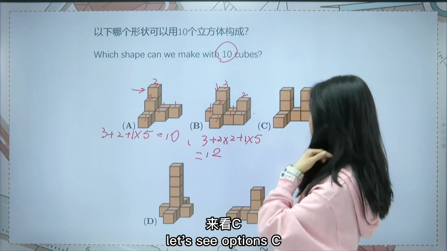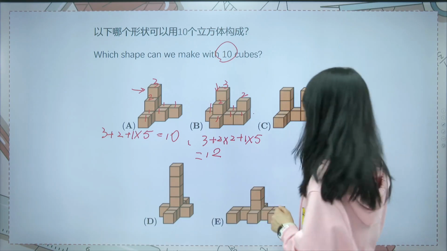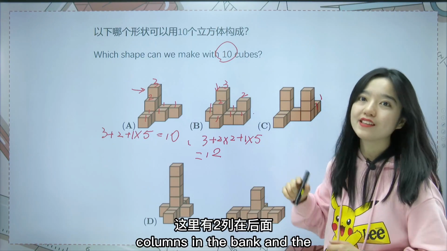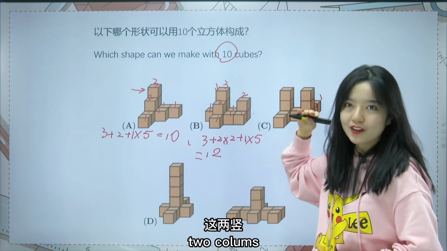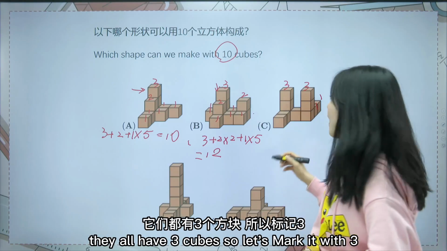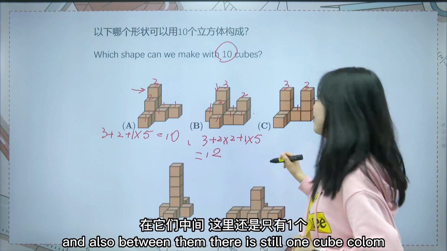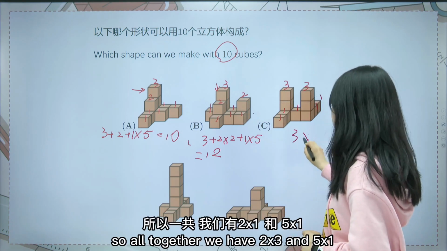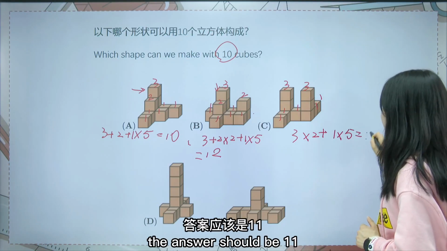Let's see option C. Okay, so mark the top face with a number first. Here we can see there are 2 columns in the back, and the two taller columns all have 3 cubes. So let's mark it with 3. And also between them there is still 1 cube column, and we still have 2 1s here. So altogether we have 2 3s and 5 1s. The answer should be 11.